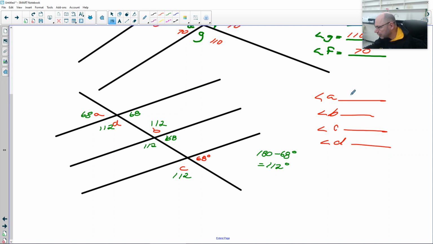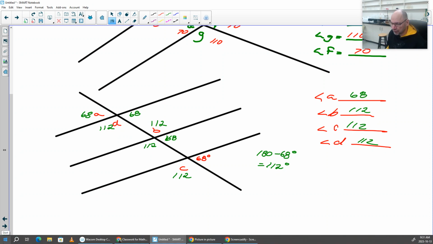So then you can say, okay, A is 68, B is 112, and C is 112 again, and D is also 112. So it doesn't matter if you have three parallel lines or two. You just look at the positioning, whether they're making a line, whether they're across from each other, and whether they're in the same spot on the bottom. The bottom ones are all the same here. The top ones would all be the same as well. And that's how you figure out what the measure of the angles are.